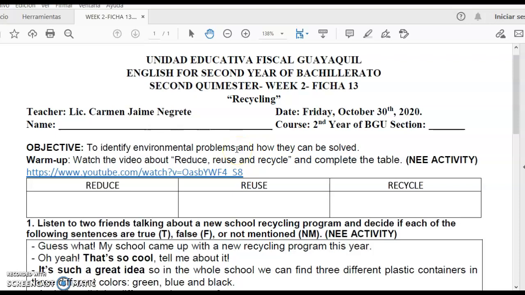You know, we're having a lot of problems in the world, like pollution, we have some fires, we have some water pollution, and so on. We have to solve these kinds of problems. Okay, so let's get started.